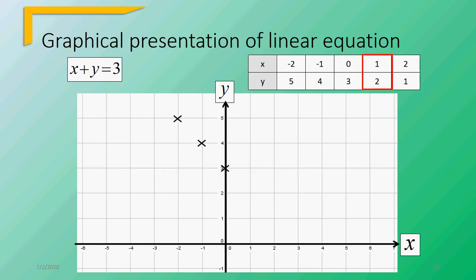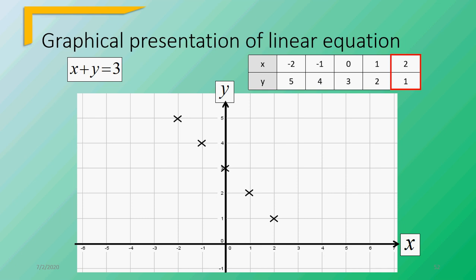Fourth point, x equals 1 and y equals 2. This is 1 for x and this is 2 for y. So that is the place where they intersect. Plot it there. And the last one, x equals 2 and y equals 1. And your last point is over there. Okay, so you have these 5 points based on the 5 ordered pairs of solutions that you found just now.